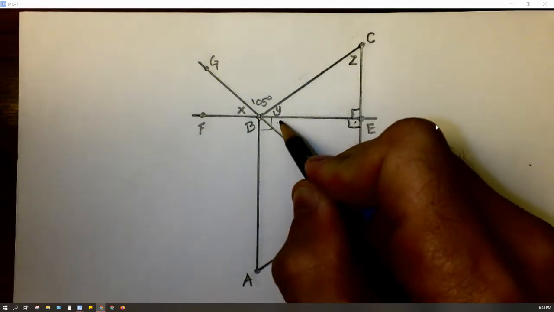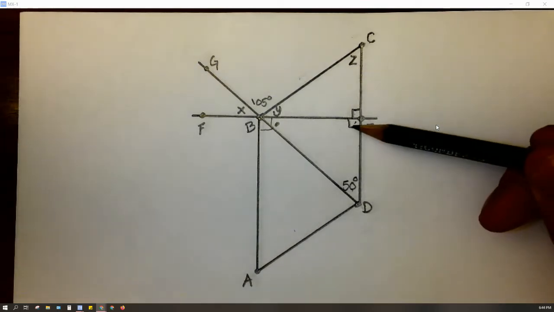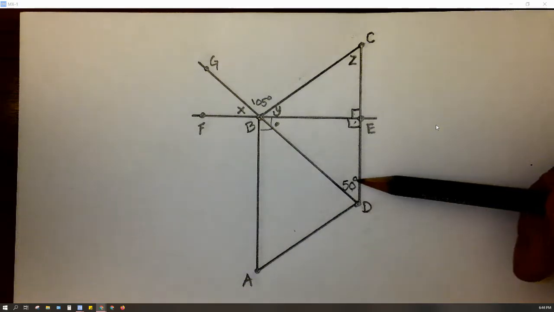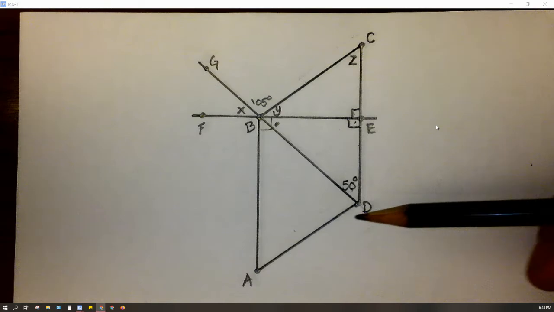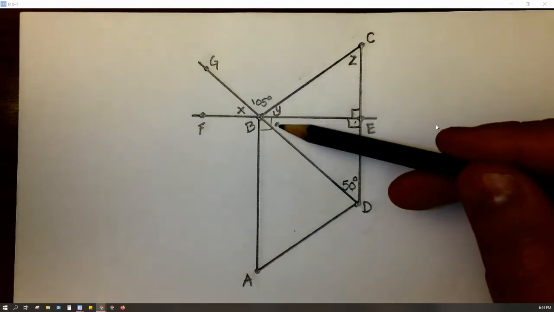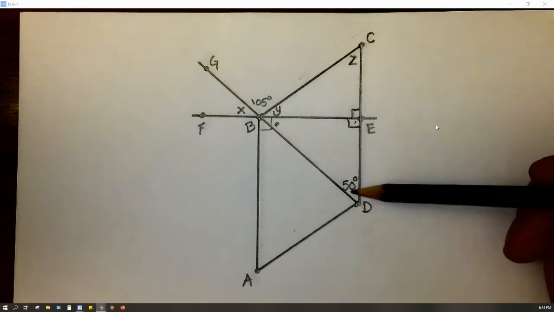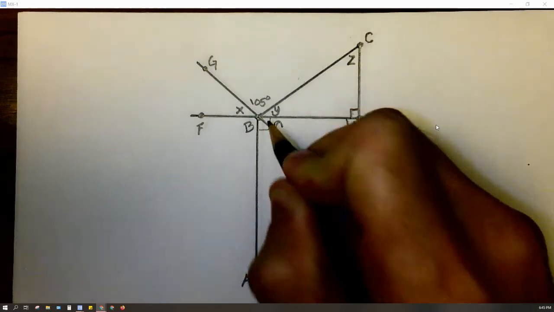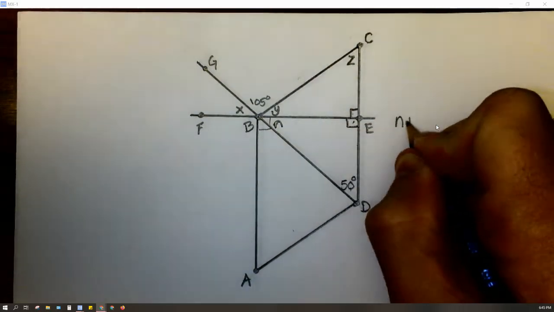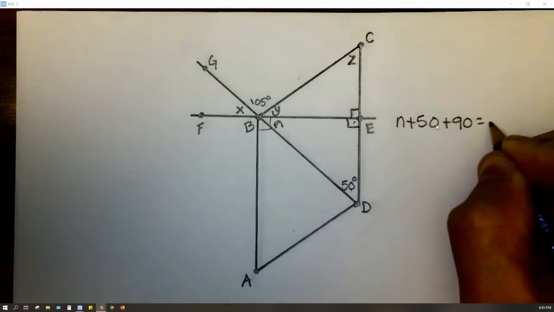This angle right here, where I'm going to put a little dot, that is the missing third angle of a triangle that has a 90-degree angle and a 50-degree angle. All triangles have angles that add up to 180 degrees. So this angle that's missing has to add up to 180 when you add 50 and 90. So I'm just going to call it N for now. I'll call that angle N. And I can say that N plus 50 plus 90 is equal to 180 degrees.